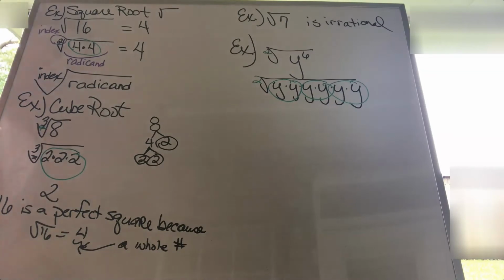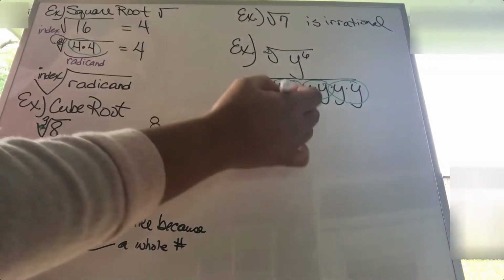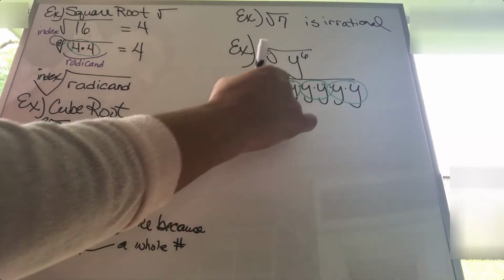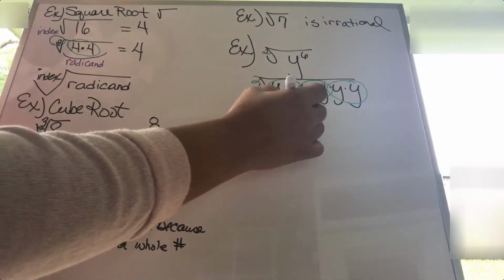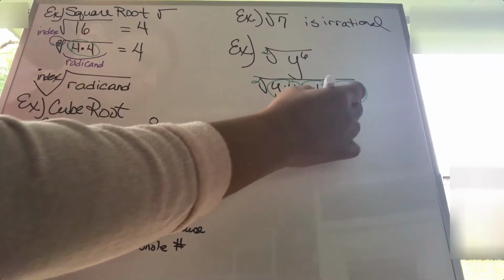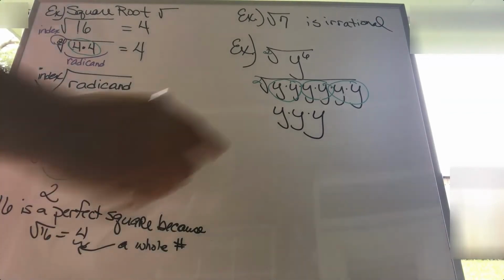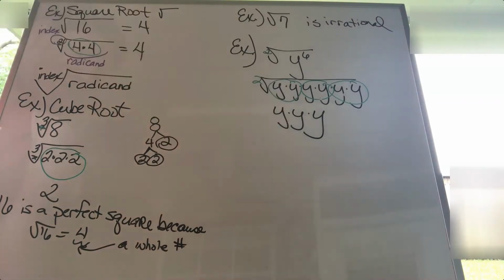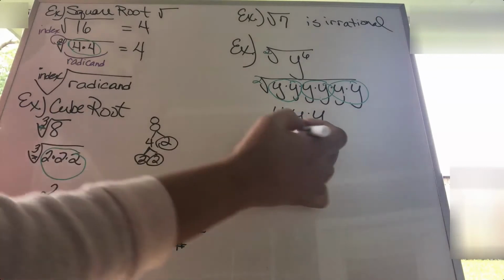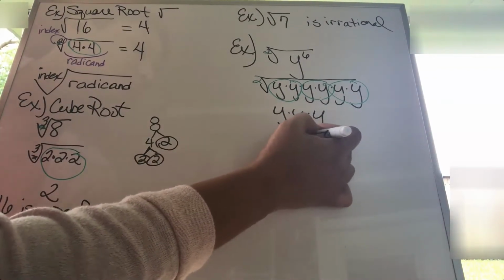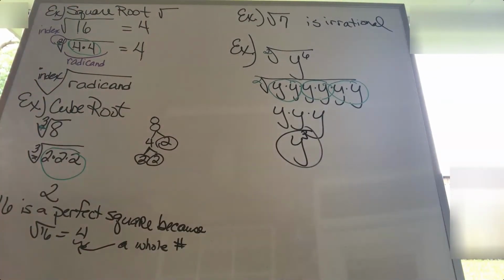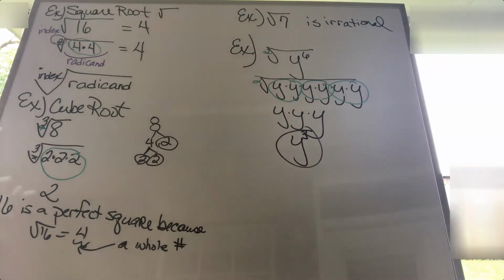For each one of those sets that I've circled, I would be able to take a y out. So I'm taking 1 out for this one, 1 out for that one, and 1 out for that one. And when I take them all out, I'm using multiplication, so I have my multiplication symbol in between. So I have y times y times y, which is just y cubed. And that's my answer.